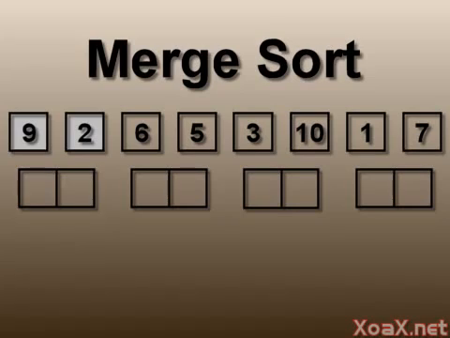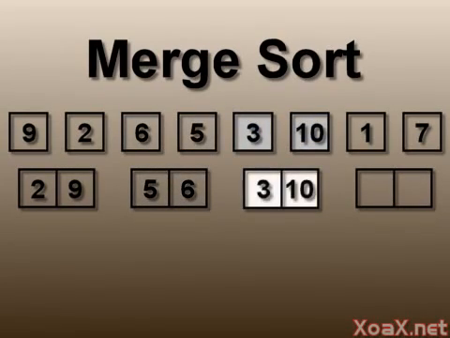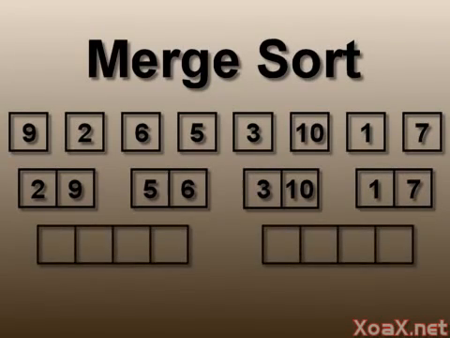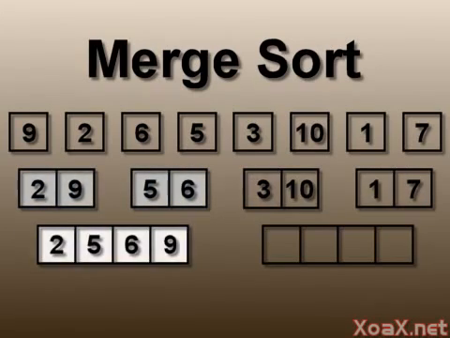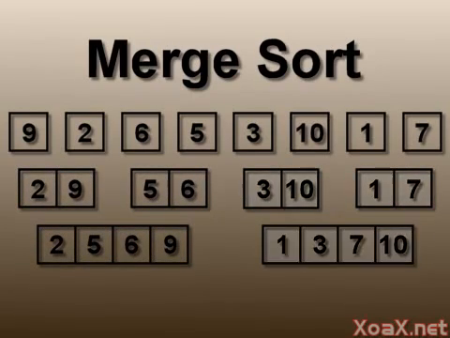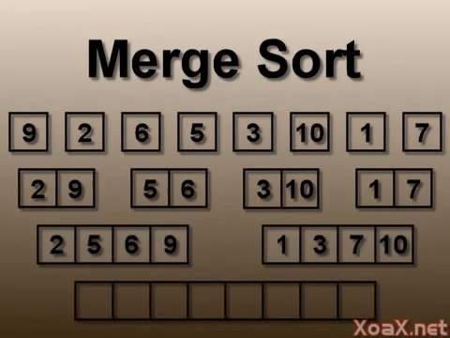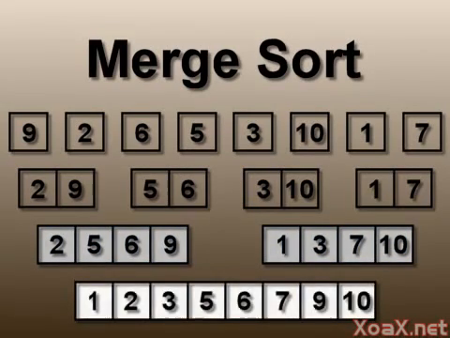So we start with the elements 9 and 2 and merge them into a 2-element array. Then we merge 5 and 6 into a second array, then 3 and 10, and finally 1 and 7. Now all of our elements are in sorted 2-element arrays. Next, we move on to sort the 2-element arrays into 4-element arrays. Lastly, we merge the 4-element arrays into a single 8-element array to finish the sort.